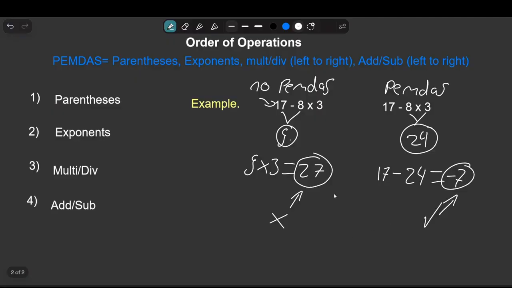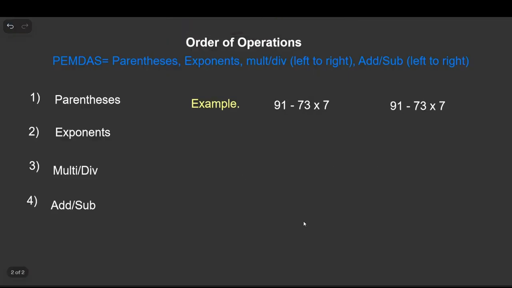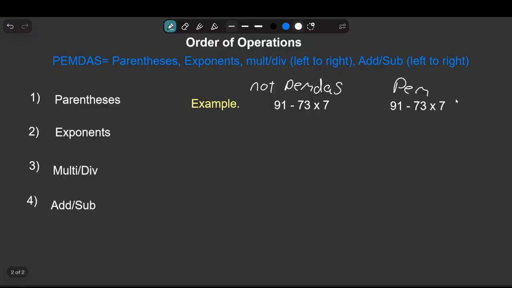So I'm gonna write one more example for you guys, and I will come right back. So now I have two other examples. Again, for the first one, we're not going to use PEMDAS. So let's write this down so you guys don't get confused. And for this one, we are going to use PEMDAS.